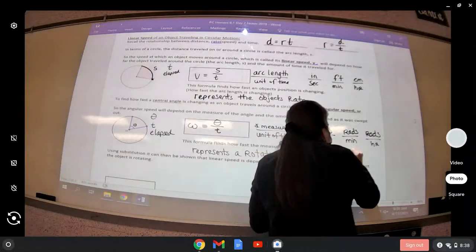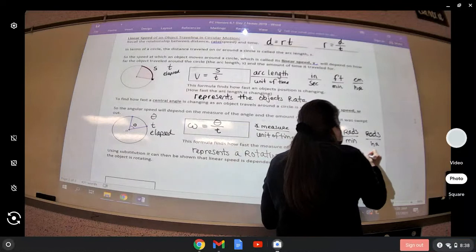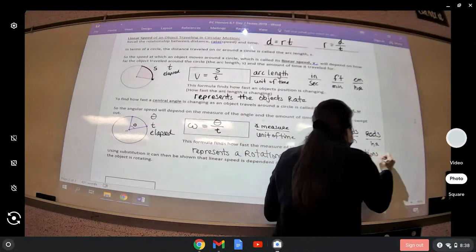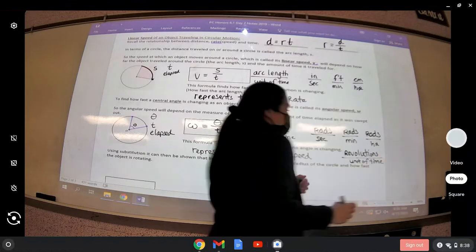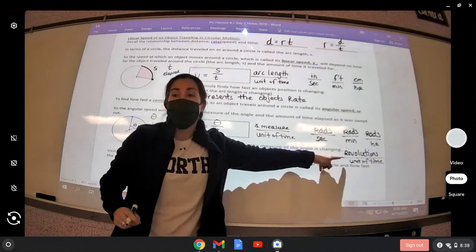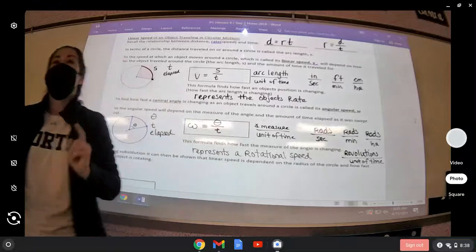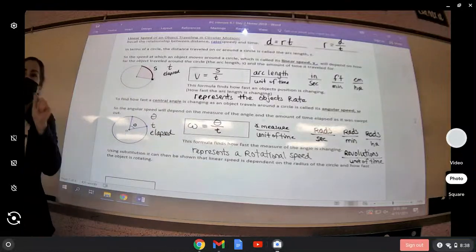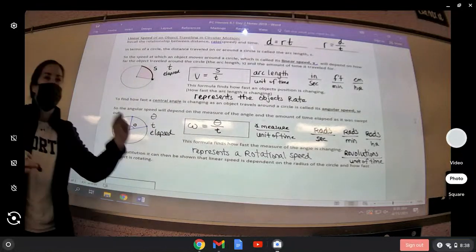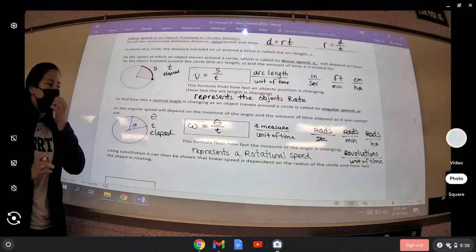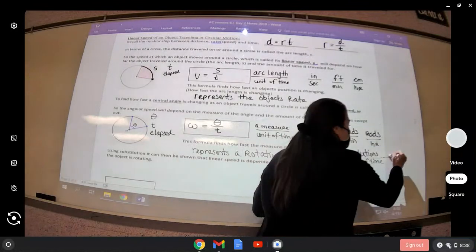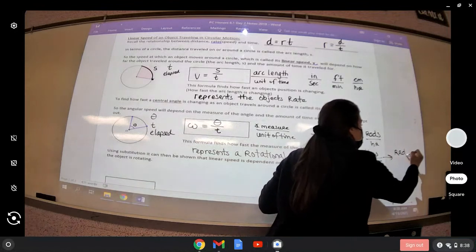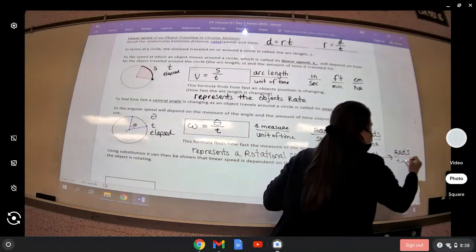All right, so again, if they're going to talk about revolutions per unit of time, they are gifting you an angular speed. It's just not in the right unit of measurement. We'll just always convert that to radians per unit of time.